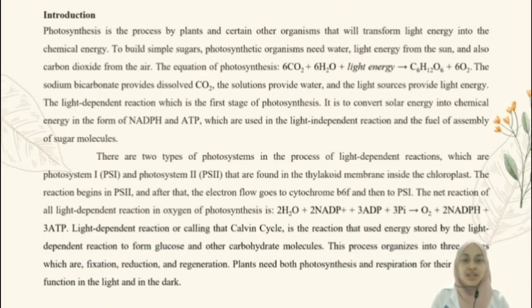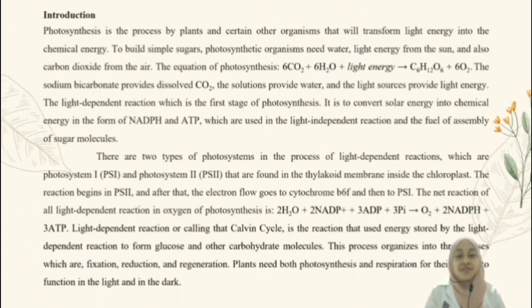The light-dependent reaction, which is the first stage of photosynthesis, converts solar energy into chemical energy in the form of NADPH and ATP, which are used in the light-independent reaction to assemble sugar molecules. There are two types of photosystems in the light-dependent reaction, photosystem 1 and photosystem 2, that are found in the thylakoid membrane inside the chloroplast. The reaction begins in PS2, and after that the electron flow goes to cytochrome b6f and then to PS1. The net effect of those steps is to convert light energy into chemical energy in the form of ATP and NADPH.